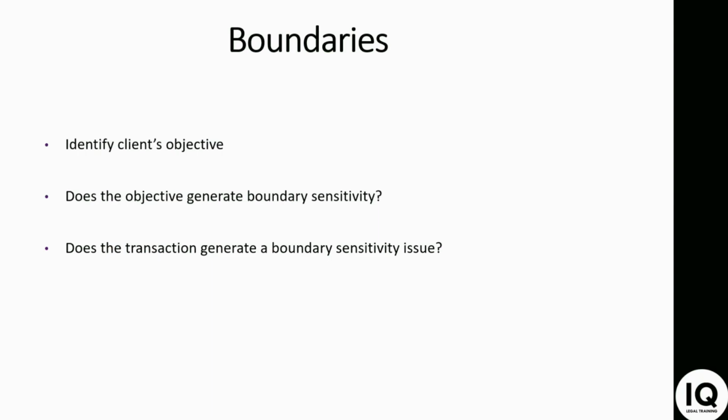So does an objective generate boundary sensitivity issues? And does the transaction itself generate boundary sensitivity issues? The seller disclosing to you that there's been a dispute in the past, or that a boundary fence or wall has moved, or something of that nature could generate the need to investigate the location of boundary, or to warn the client, probably the better course of action, that it will be impossible to ascertain boundary. So first things first, with regard to boundaries, is the boundary location an issue with regard to your transaction?